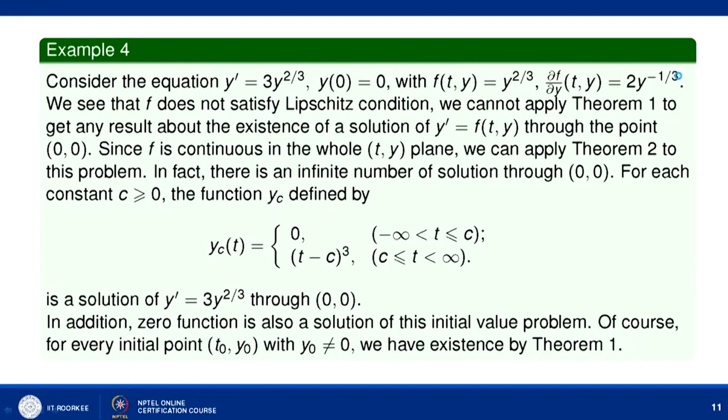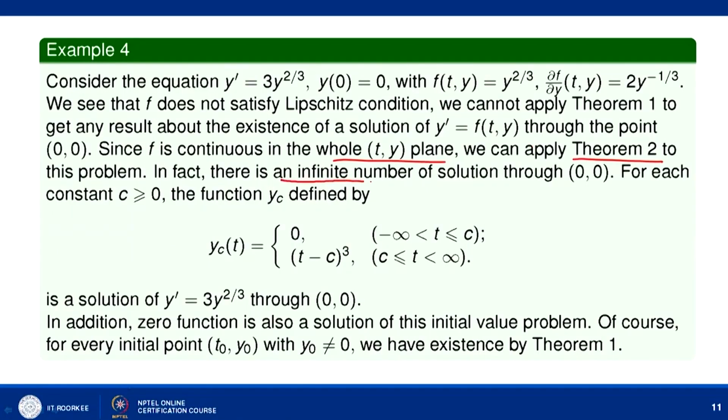Here we observe that f is continuous in the whole ty plane, and we can apply the previous theorem, that is theorem 2, to this problem. And in fact, there is an infinite number of solutions through 0 0. Since f t y is continuous, we can apply theorem 2. If we define our rectangle in a proper way, then f t y is continuous, and in a closed rectangle it will achieve the maximum value, that is some constant m.